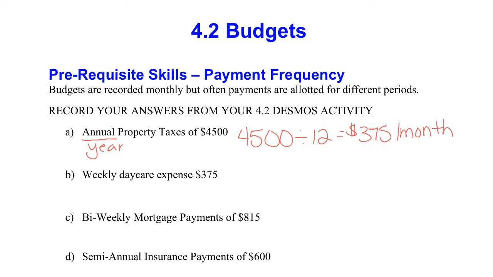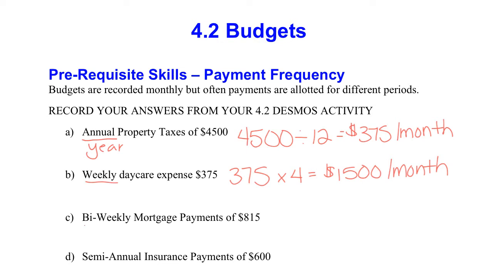The next one is weekly daycare expense. So we're just going to assume here that we have 4 weeks in a month. Again, we could be a little bit more precise with this depending on the month, but we're just going to go ahead and take this $375 that we pay per week and multiply it by 4, and that gives us $1,500 per month. Daycare is definitely not cheap, and actually that's a pretty decent price.